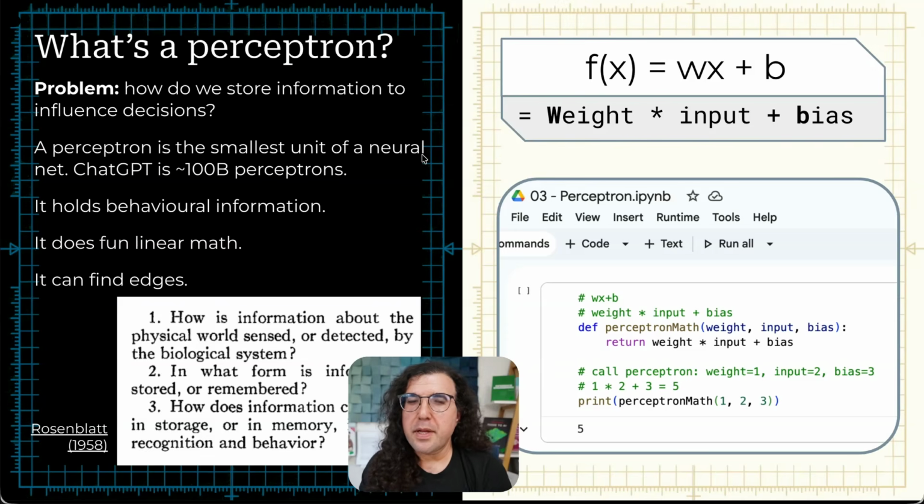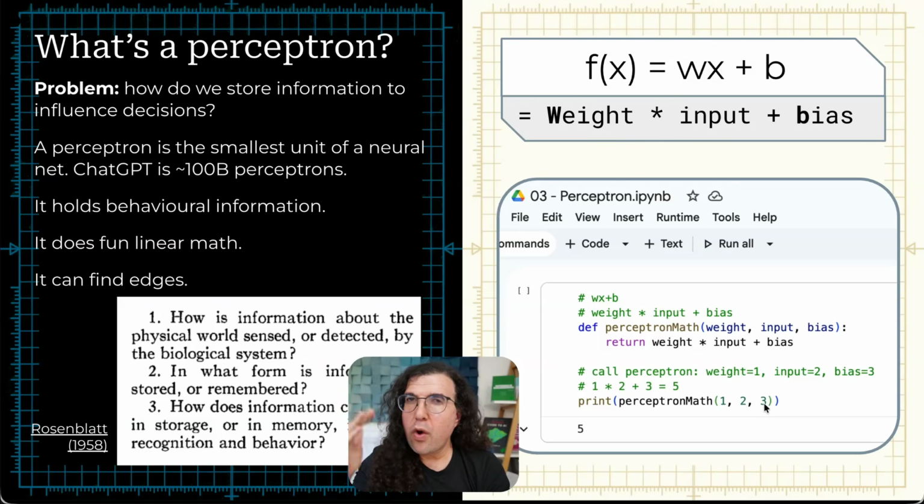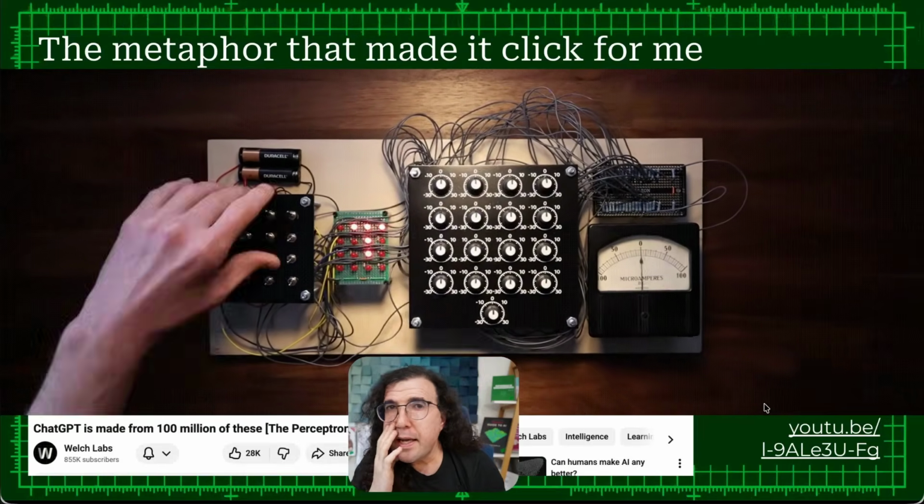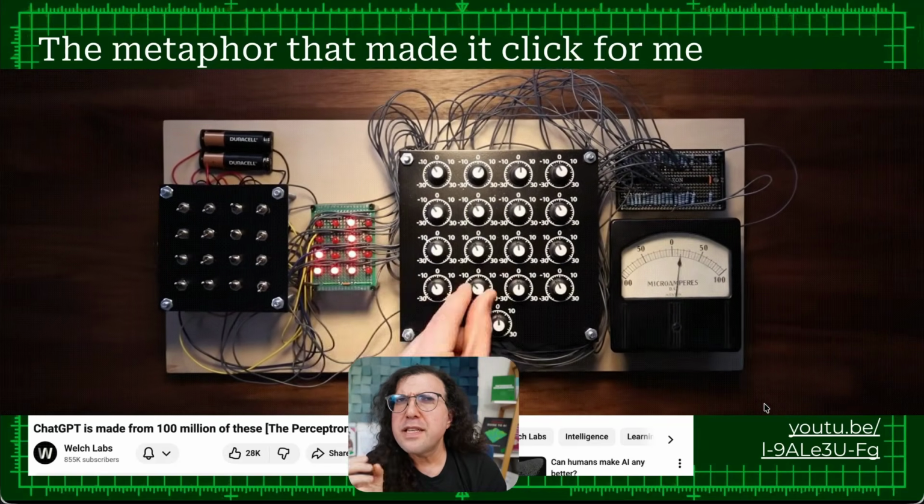If we were to implement that in code, we see a perceptron math method right here, called perceptron math: weight times input plus bias. If I do 1 times 2 plus 3, that equals 5, right? So what does the perceptron really do? It holds behavioral information. It does fun linear math, to differentiate it from non-linear math that cannot be graphed easily on a linear line. And it can find edges. Really interesting stuff.